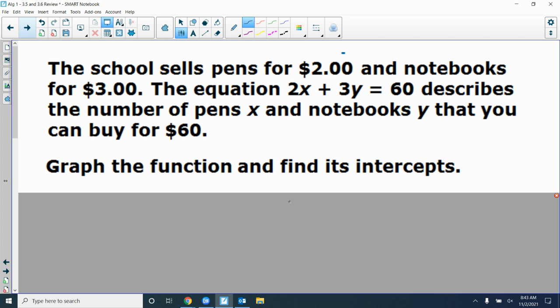Okay. All right, so I'm laying out this one. This is an important one. You see something like this tomorrow, you gotta make sure you can answer all the little pieces that it says. The school sells pens for $2, notebooks for $3 down in the school store. The equation 2x plus 3y equals 60 describes the number of pens and notebooks that you can buy for $60.